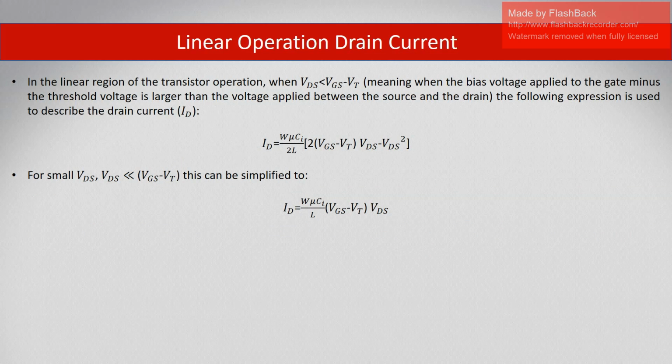Linear operation drain current. In the linear region of the transistor operation, when the VDS is less than VGS minus VT, the ID current is calculated by the following expression. And when the VDS is far less than VGS minus VT, it simplifies to another expression.